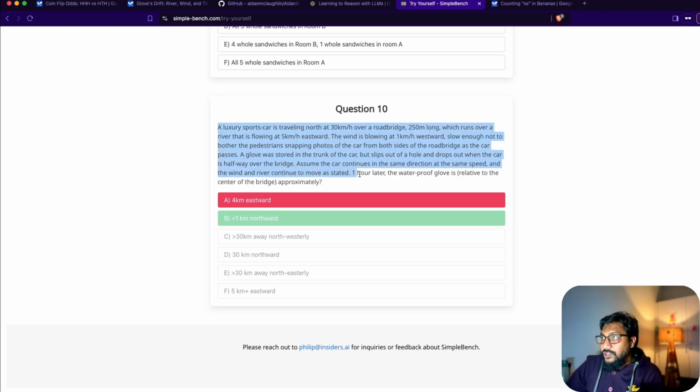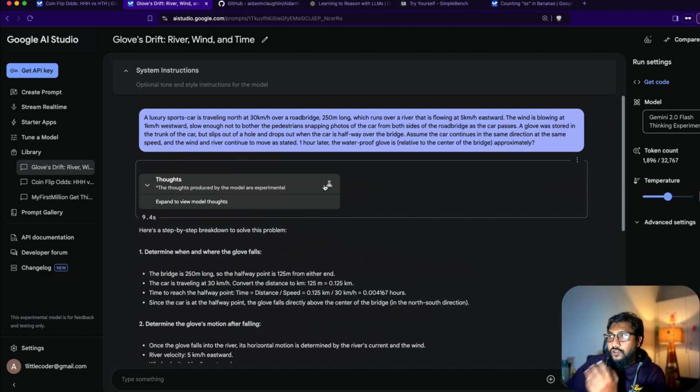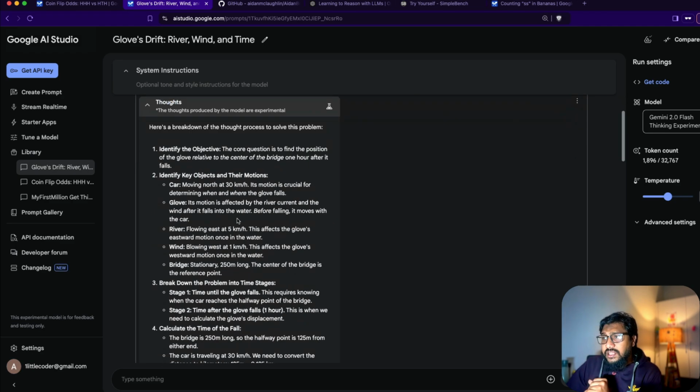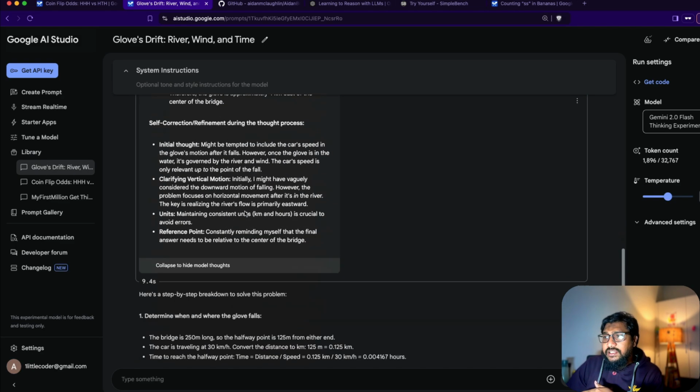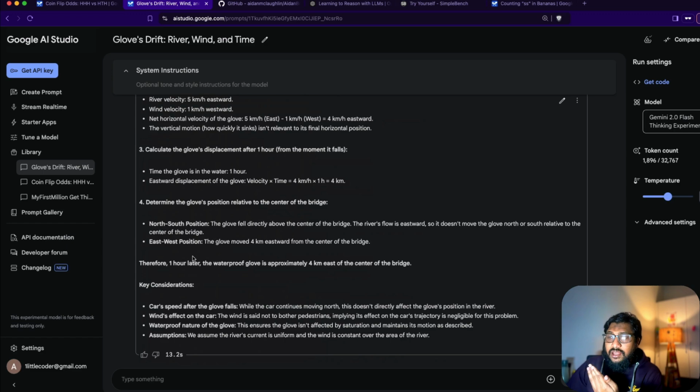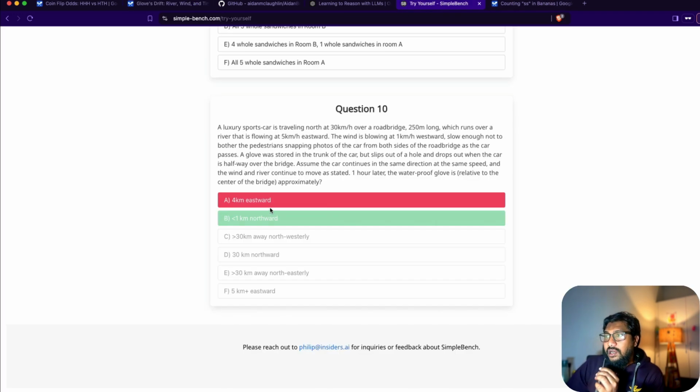So I literally copied this and pasted it into this model. The model thought for 9 seconds, which is quite fast to be honest. It went through a lot of details and then finally gave me an answer that says, therefore, 1 hour later, the waterproof glove is approximately 4 kilometers east of the center of the bench. Now, when I go check the answer, 4 kilometers east is the wrong answer. What does it say? It says, one, the benchmark is good.